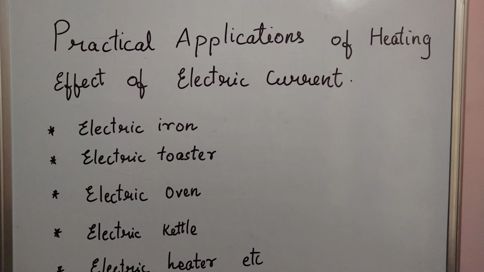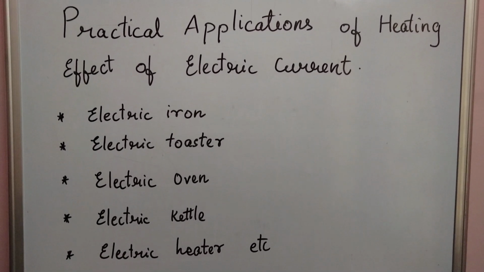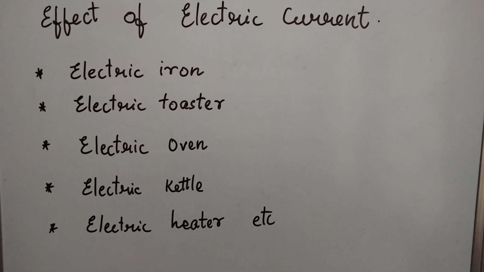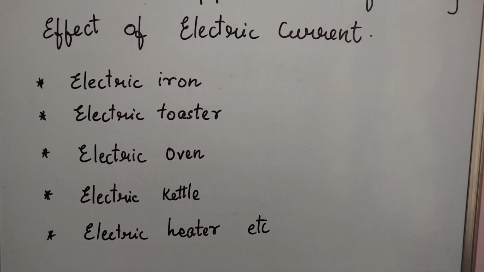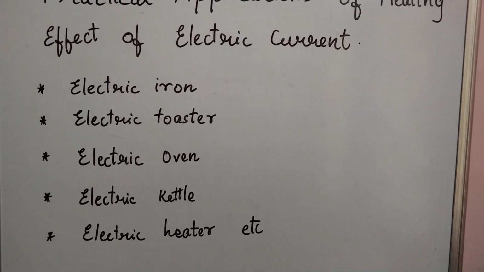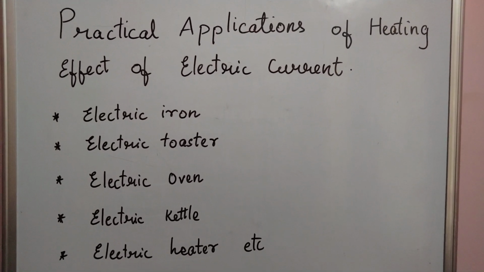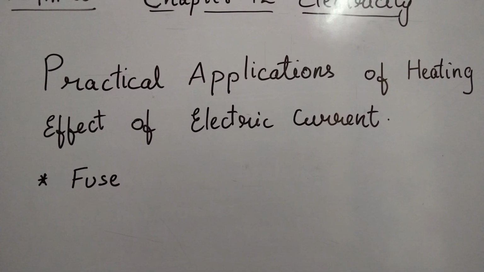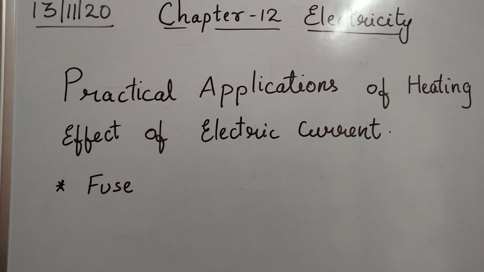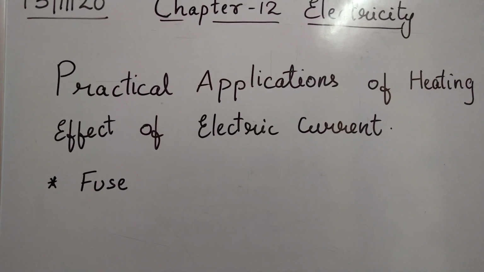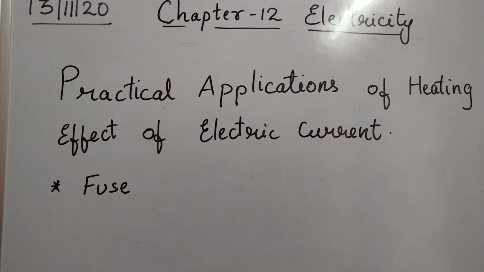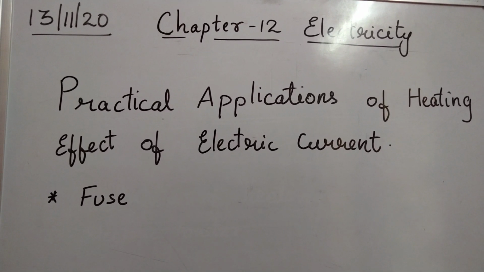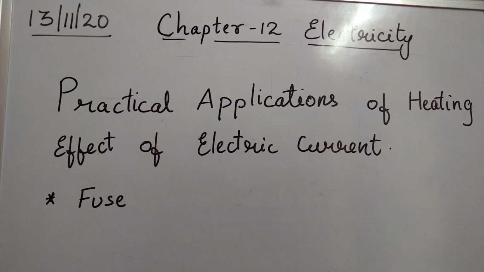Now these are the practical applications of heating effect of electric current. It can be used in electric iron, electric toaster, electric oven, electric kettle, electric heater, and there are so many other appliances in which the same principle has been used, that is heating effect of electric current. Another very common application of heating effect of electric current is the electric fuse. What is a fuse, children? Fuse is a device which helps to protect circuits and appliances by stopping the flow of any unduly high electric current through the circuit.